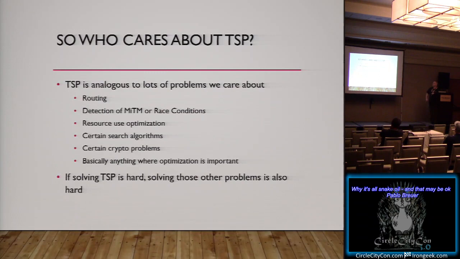Well, it turns out that traveling salesman is analogous to a lot of problems that we want to solve in InfoSec, right, or networking. So routing is a traveling salesman problem. Detection of man-in-the-middle attacks or race conditions is a traveling salesman problem. Resource use optimization is a traveling salesman problem. Search algorithms, crypto problems, basically anything where optimization is required, it's a traveling salesman problem. And if the traveling salesman problem is hard, and all of these problems are analogous to it, that means that all of those problems are also hard to solve via computation.